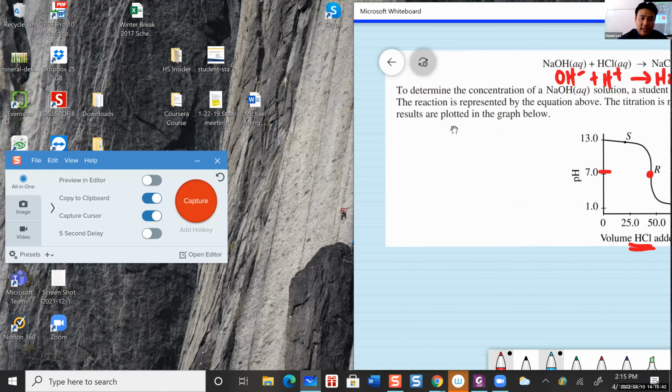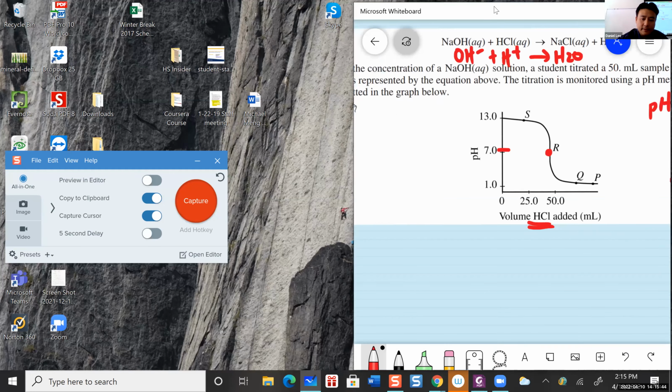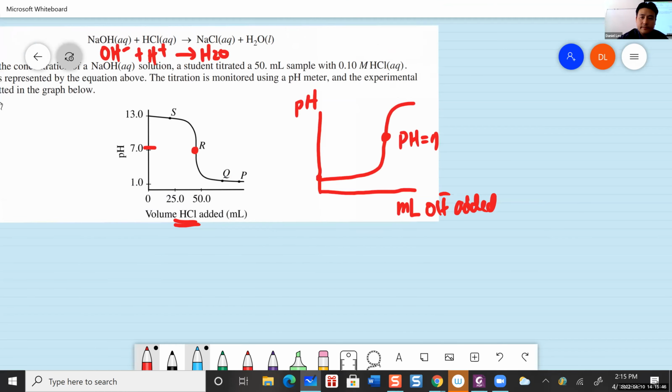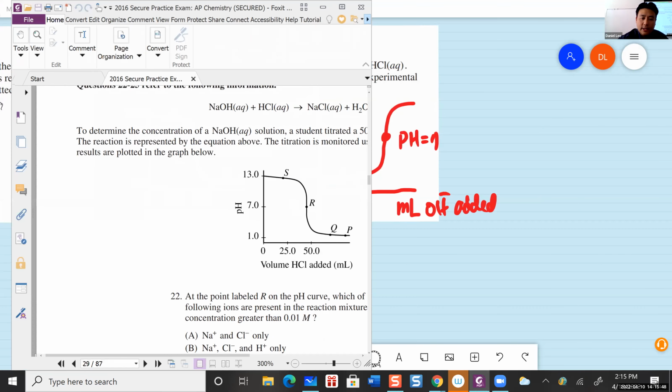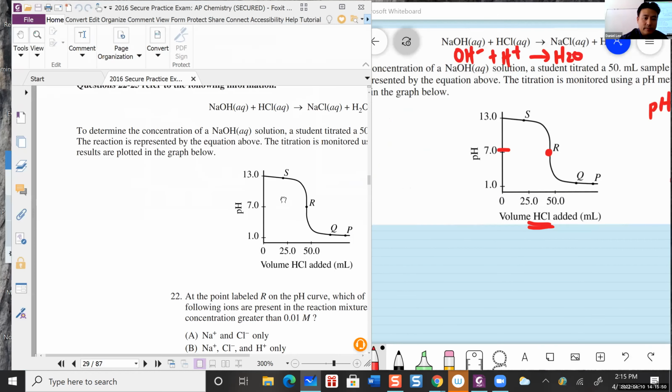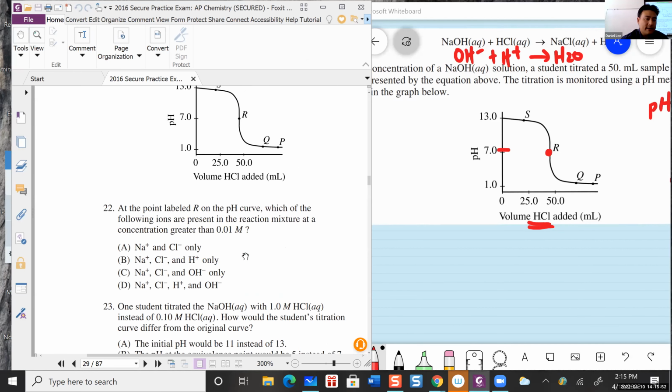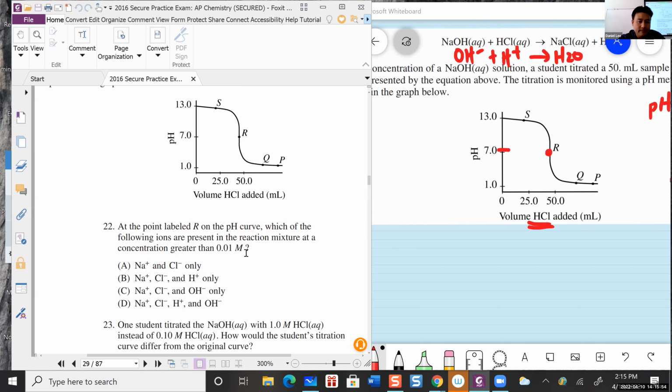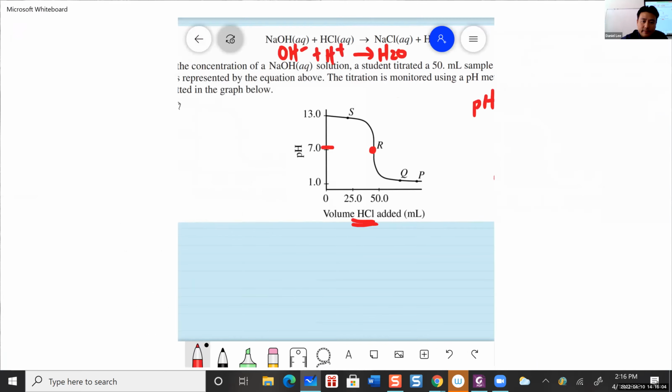So what do we do with this titration? Let's look at the question. The first question is number 22. Label point R, that is your equivalence point, pH 7. Which of the following ions are present at a concentration greater than 1? So how do we do this? We'll look at this.